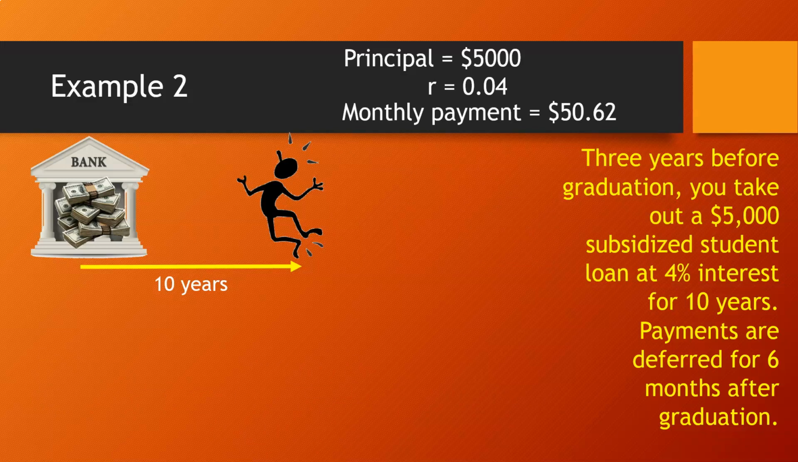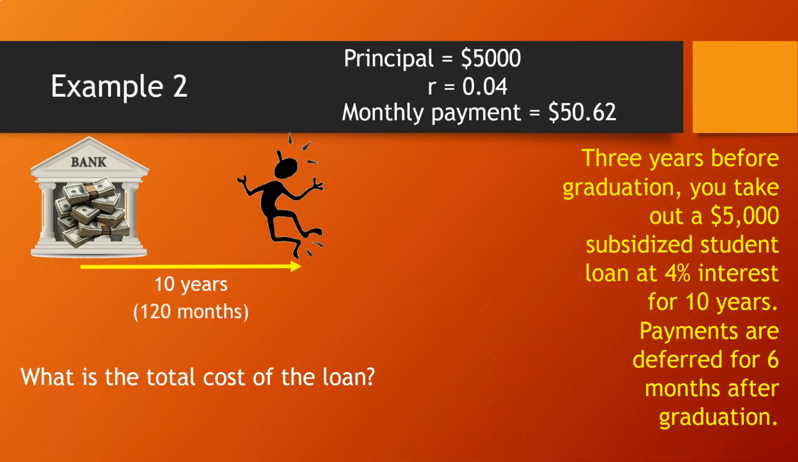So the last question is, what's the total cost of this loan? So every month we're paying $50.62, and we're doing that for 10 years, which is 120 months. So the total cost of the loan is 120 payments of $50.62, which is $6,074.40.